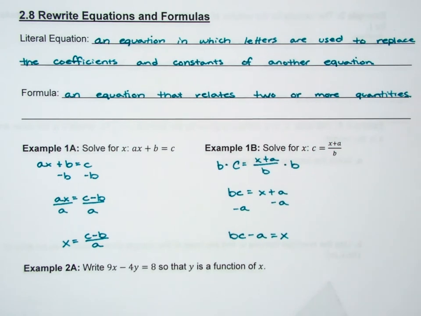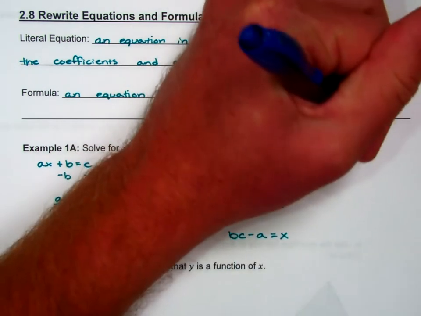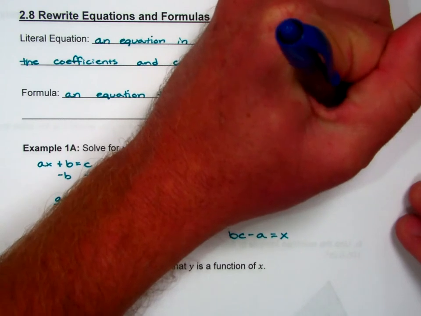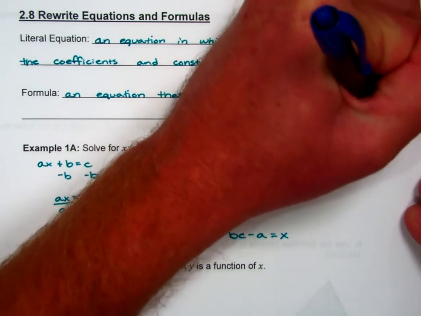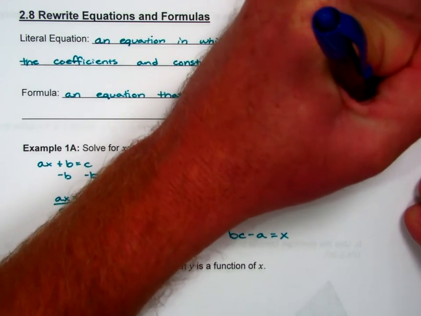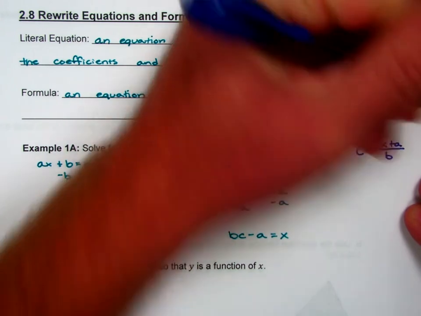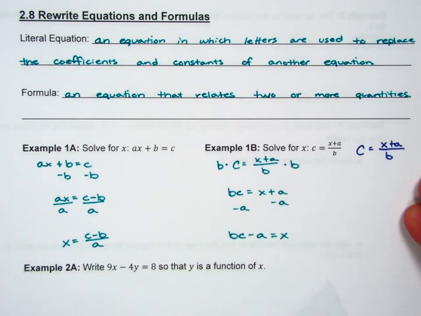Now, I also would like to give you another variation of how to do this problem, not to confuse you, but to give you options for how you can think about solving for a variable. So again, if I take a look at the same equation, c equals x plus a over b. One thing that you can do, and you'll find this helpful later on down the road, so that's why I want to show it to you now.